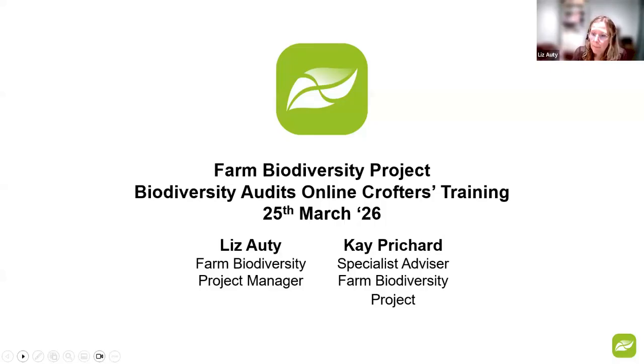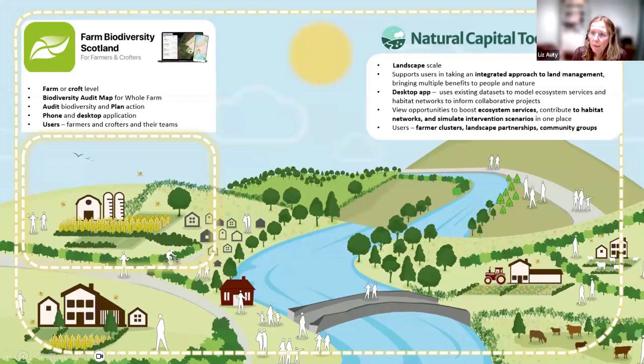The Farm Biodiversity Project and tool is part of Nature Scot's Farming with Nature programme, which is funded by Scottish Government. This is developing and testing tools that can help farmers and crofters recognise habitats and biodiversity on their land and the potential benefits that nature can bring to their business. There are 2 tools that Nature Scot is testing and working on at the moment. One is the Farm Biodiversity Scotland tool, which is at farm or croft level. It is a way of creating the biodiversity audit map for the whole farm plan.